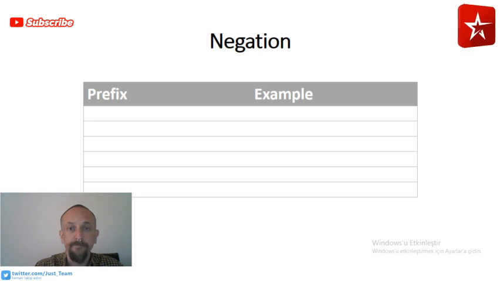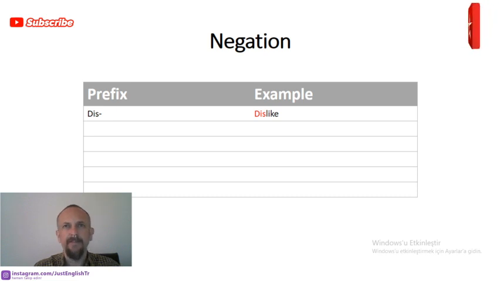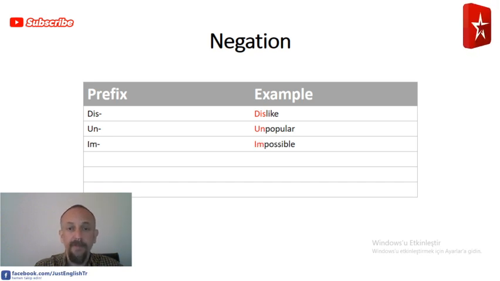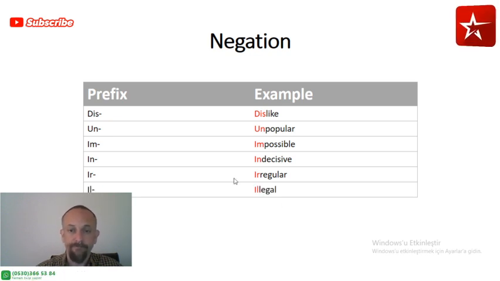For example, we looked at prefixes to do with negation, and we looked at one, dis, which means away from. It's not just negative, it means away from something. An example there that we looked at last week was dislike. Then we saw unpopular, and then we saw impossible. Then we saw in with indecisive, ir with irregular, and ill with illegal.